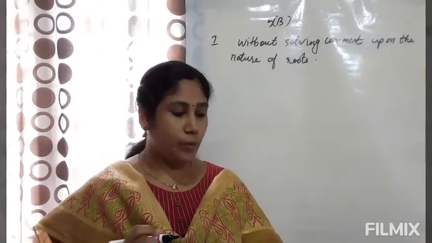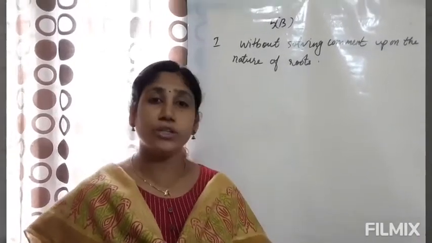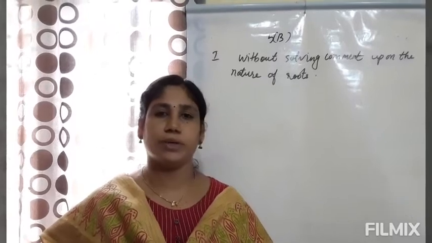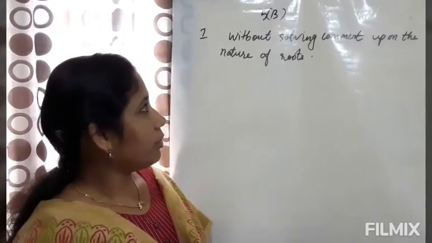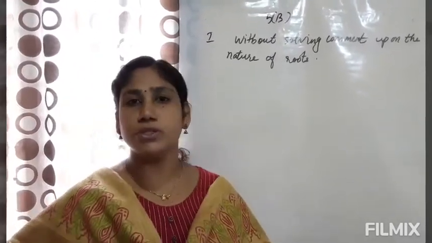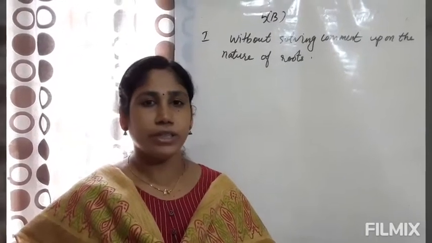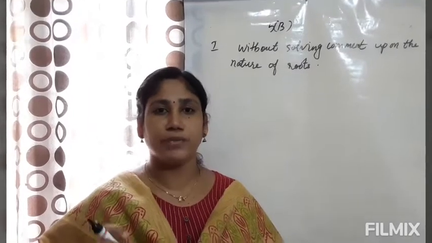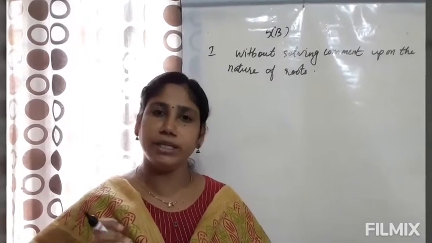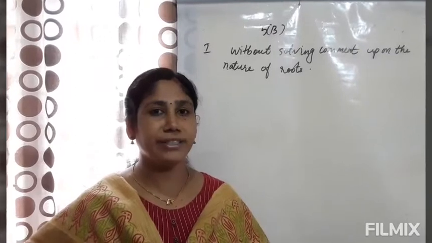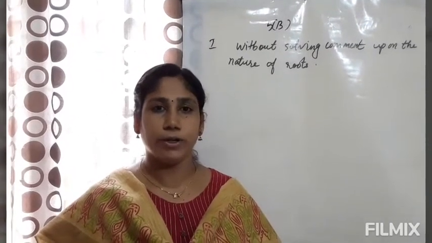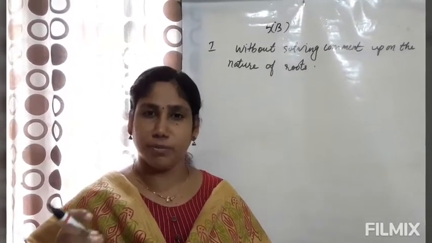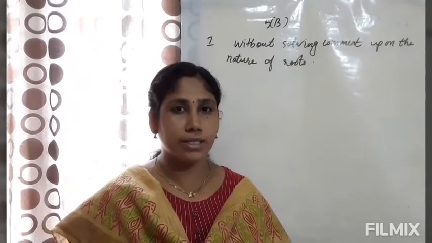First question is, without solving, comment upon the nature of roots of each of the following equations. Without solving means we do not want to find the solution of the equation. Instead, we find the nature of roots only. How can we find the nature of roots? By observing the value of discriminant. Do you recall what is discriminant?